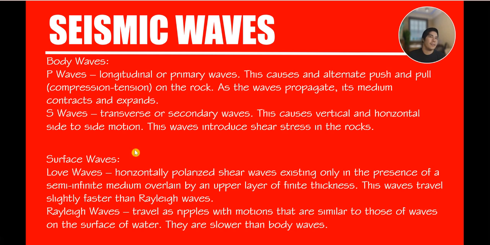We also have surface waves. Again, we have two: the Love wave and the Rayleigh wave. The Love wave has horizontally polarized shear waves existing only in the presence of a semi-infinite medium overlain by an upper layer of finite thickness. This wave travels slightly faster than the Rayleigh waves. Rayleigh waves travel as ripples with motions that are similar to those of waves on the surface of water. They are slower than body waves.